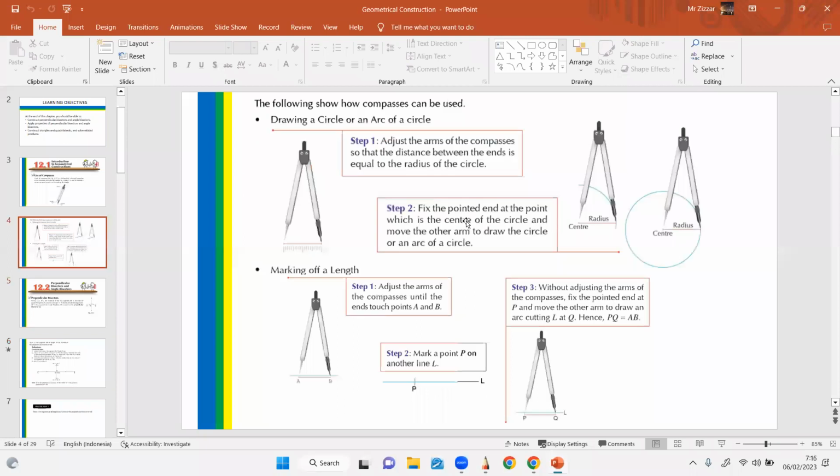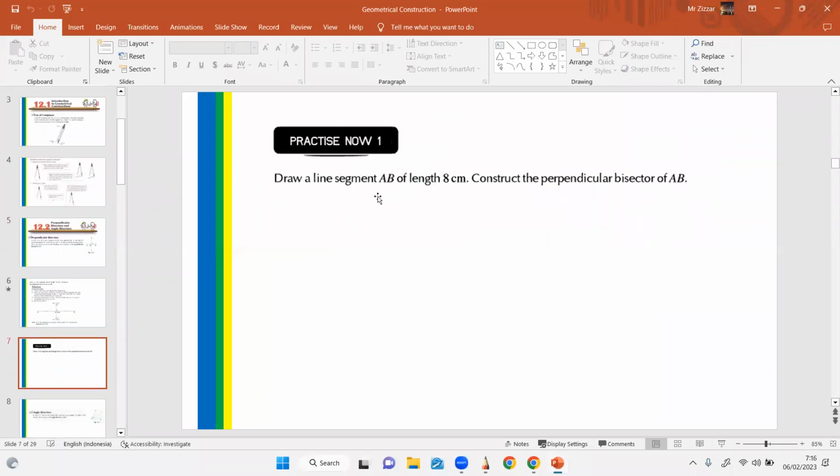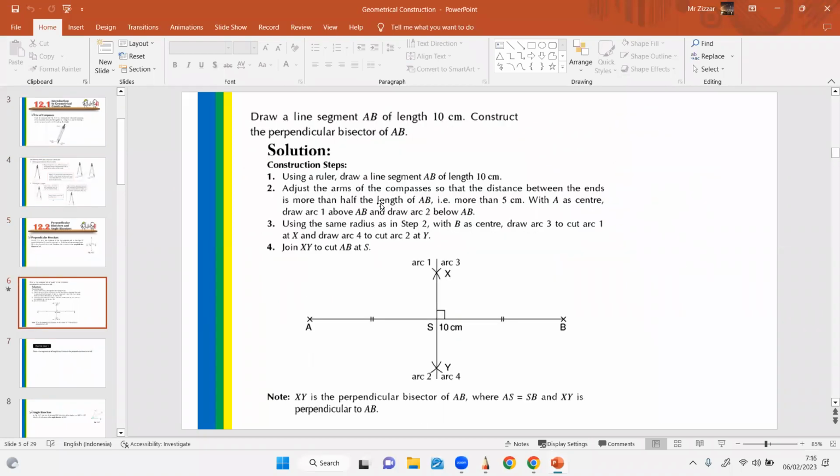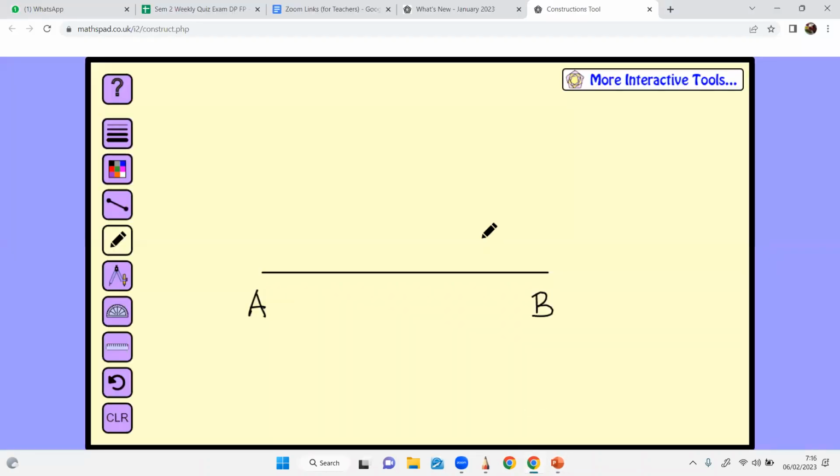No. Why? Because you need to create the perpendicular bisector. Wait, is it 8 or 10? Oh, here, so 10. And then construct a perpendicular bisector of AB. Let's try. If you are finding the perpendicular bisector of AB, what you need to do is set your compass a bit longer. You can use any length, but make sure that the length is more than half of the length AB, like this.